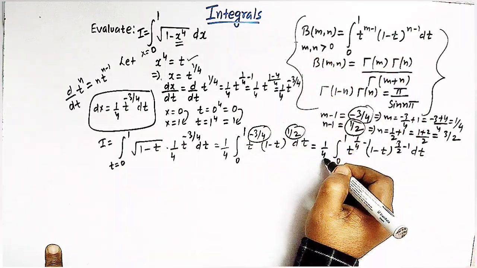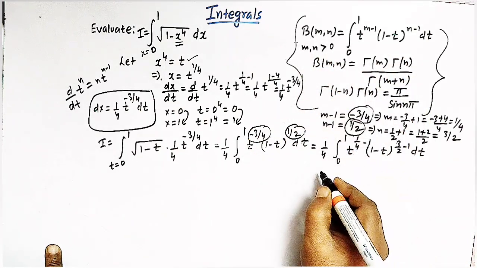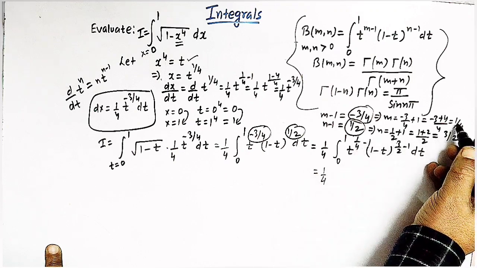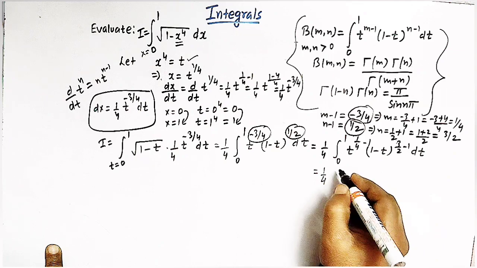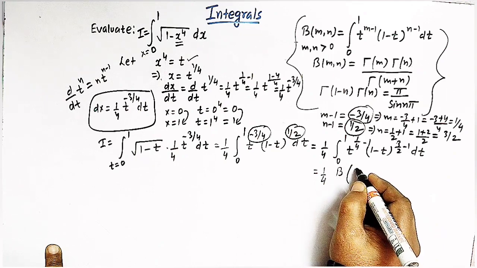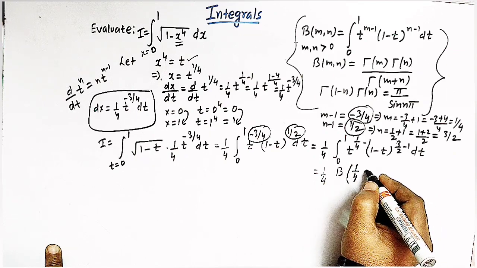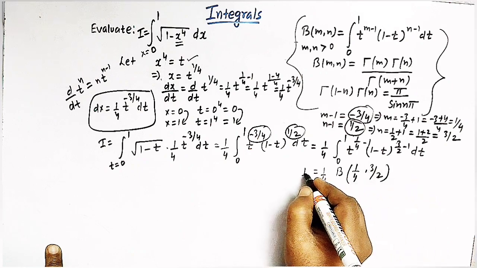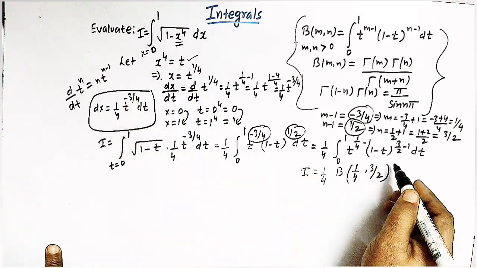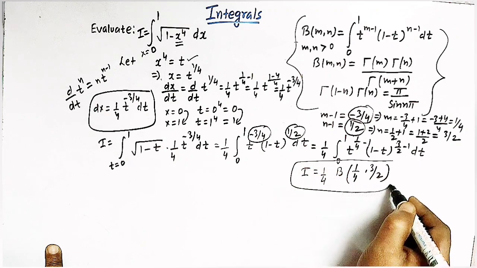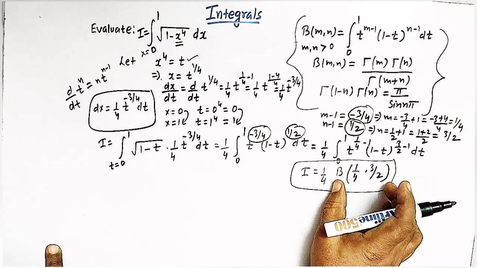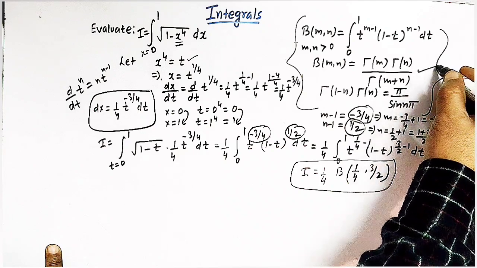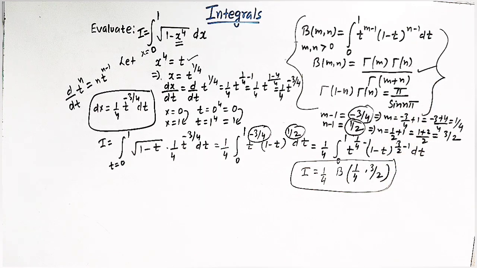And here we have the additional factor 1 over 4. So now we can write 1 over 4, and m is 1 by 4, and n is 3 by 2. So we can now write beta 1 by 4 comma here we have 3 by 2, right? So now the value of this integral is given by this expression, and let us calculate the value of this beta function using this result.